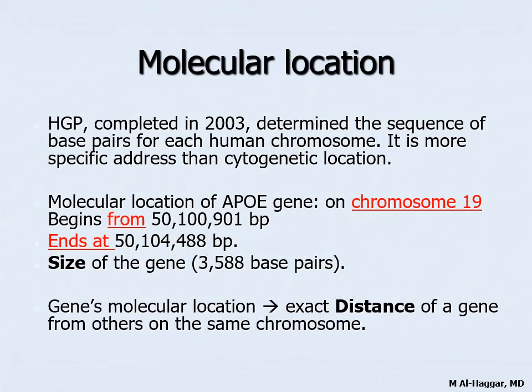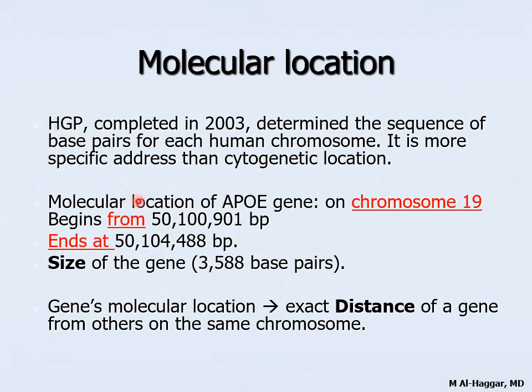Actually, this previous method is crude and rough and not accurate. Why? Because in this area there may be multiple genes. So how can I differentiate between the multiple genes in one subband? So I want a more precise method. This is called the molecular method. It's based on the bases, and this was accomplished by the finishing of the Human Genome Project in 2003.